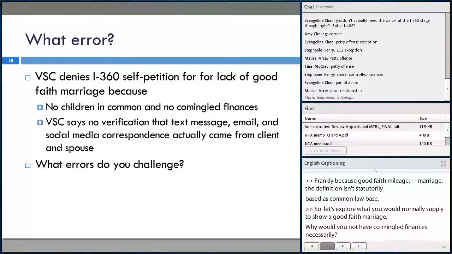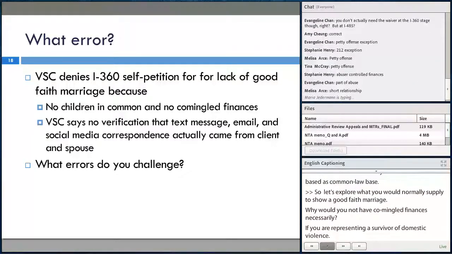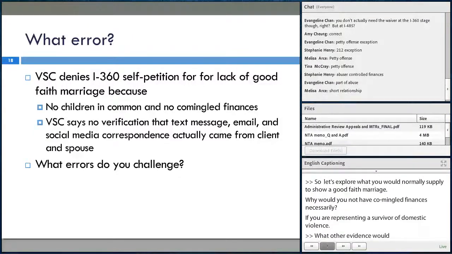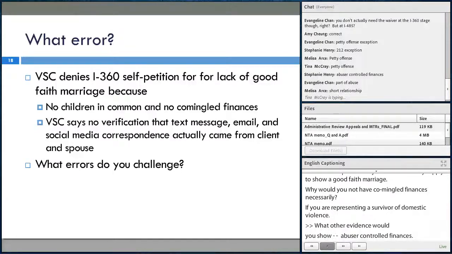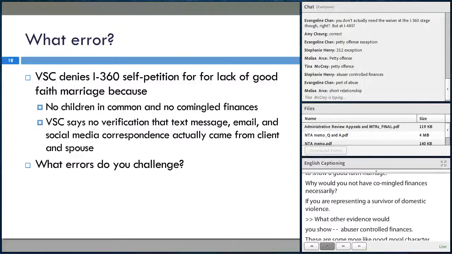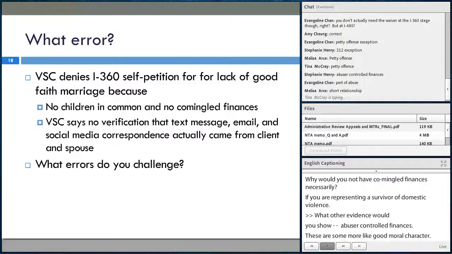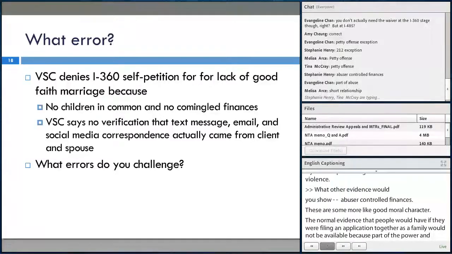Yes, abuser-controlled finances. So this is very similar to some of the other, for instance, that good moral character exception. This reflects the context of domestic violence, right? That the normal evidence that people would have if they were filing an application together as a family will not be available for most survivors because part of the power and control an abuser uses is the control of documents and putting people on traditional documents that you would use to show good faith marriage. So yes, the other problem here may be the short relationship.